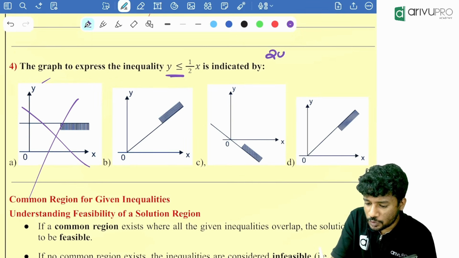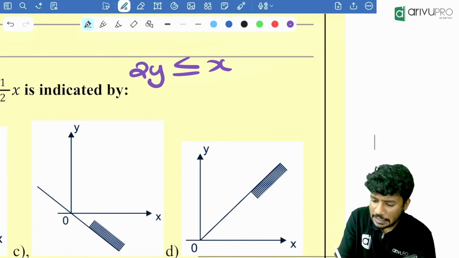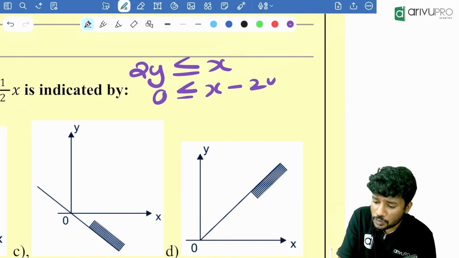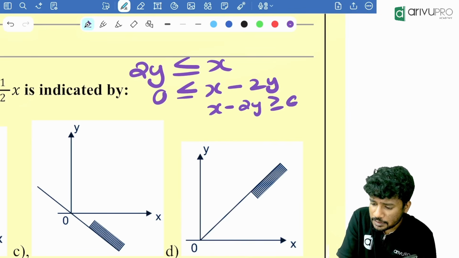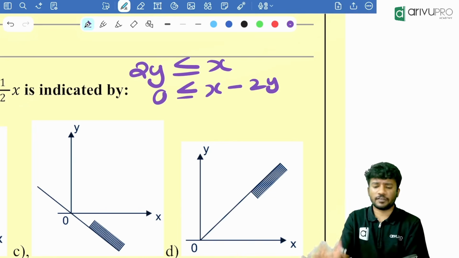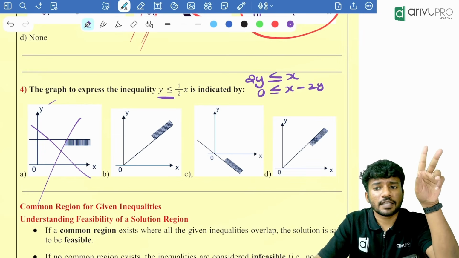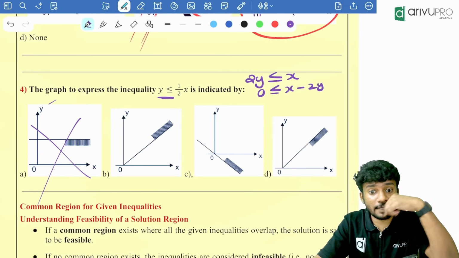Can I write it as 2y less than or equal to x? From this, can I write 0 less than or equal to x minus 2y? Or I can write it as x minus 2y is greater than or equal to 0. Or if you don't want to write it also, it's completely fine. Now, is the sign of x and y same here?